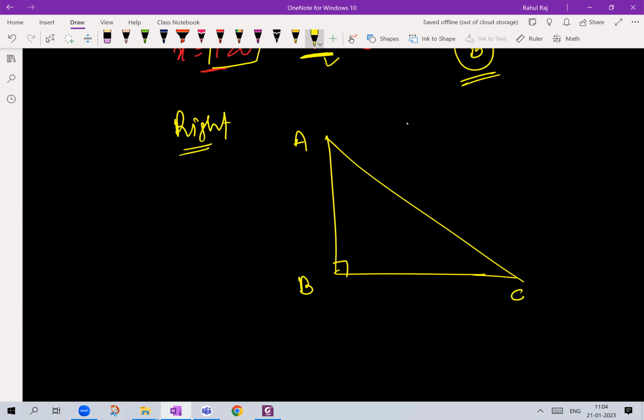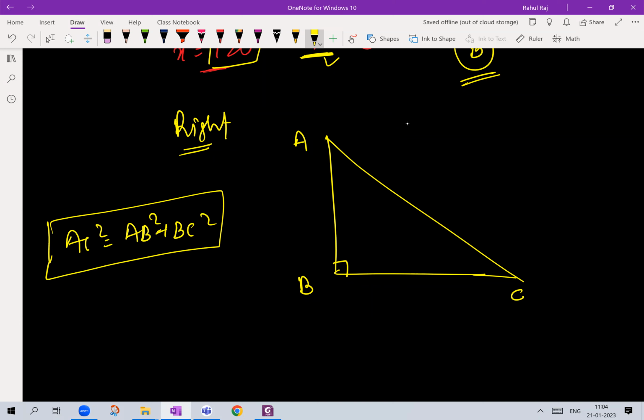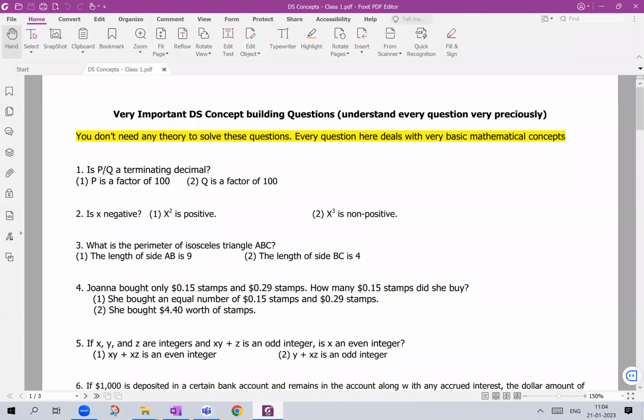When Pythagoras theorem is satisfied, that is AC square is equal to AB square plus BC square. Is this clear? Anyone, any doubt? So this is a right angle triangle. Just based on this concept that it's a right angle triangle, there's a beautiful question that is given to you.